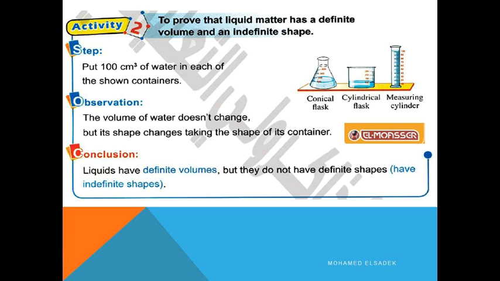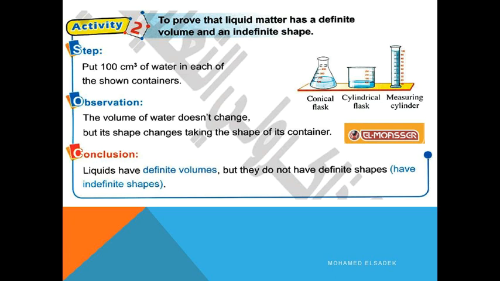First container which called conical. Second container which called cylindrical flask. Third container which called measuring cylinder، وده المشهور وعارفينه من الدرس اللي فات. What is your observation after you putting 100 cubic centimeter of water in each of these containers؟ هتلاحظ ايه؟ The volume of water doesn't change. هتلاقي الفوليوم ثابت، كلهم نفس الفوليوم.